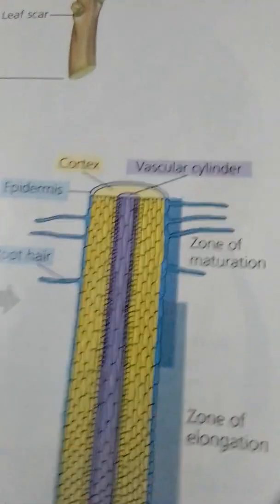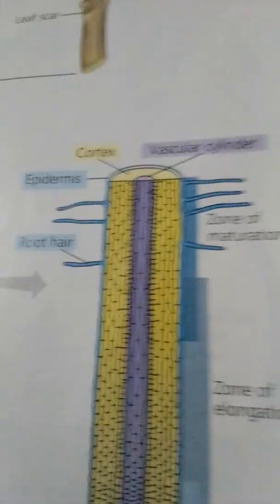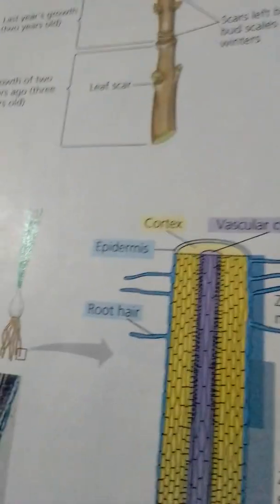A closer look at primary growth in stems. Primary growth, secondary growth, also secondary growth in stems. A closer look. Primary growth of roots: also the epidermis, cortex, vascular cylinder, root hair, zone of maturation, apical meristem, root cap, and zone of cell division, zone of elongation, zone of maturation.